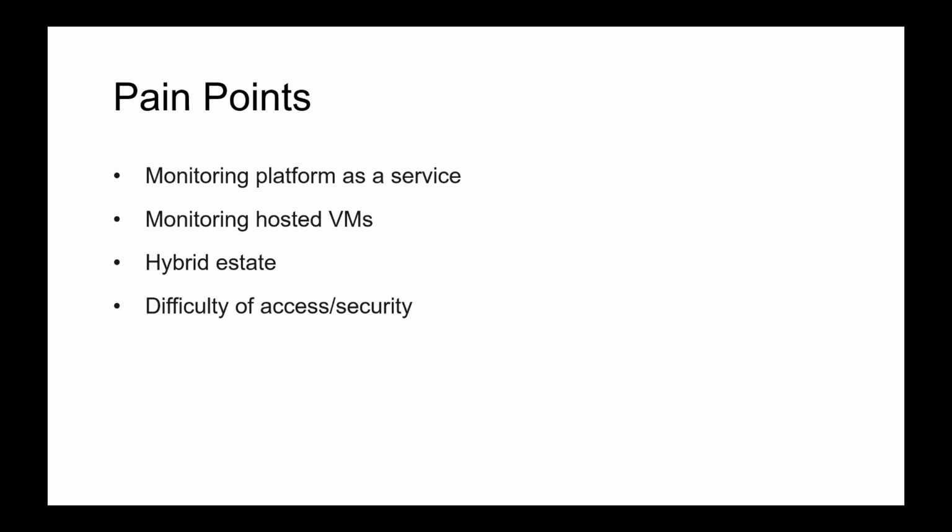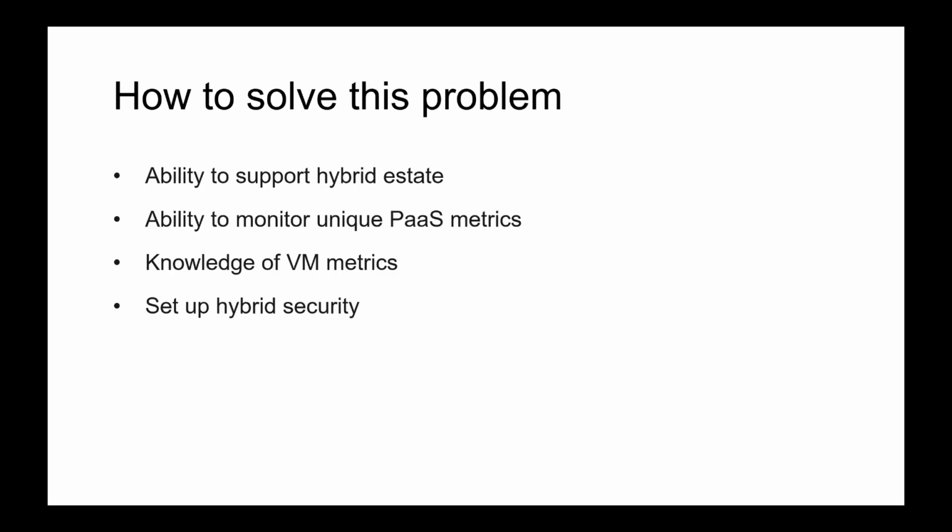So these are the pain points. This is the information that you guys have told us. Why is going to the cloud number one? This is it. 4 items, right? Monitoring platform as a service, monitoring the VMs, hybrid estate, and the difficulty of accessing it. So how do we solve that? All right, let's talk about how we solve that.